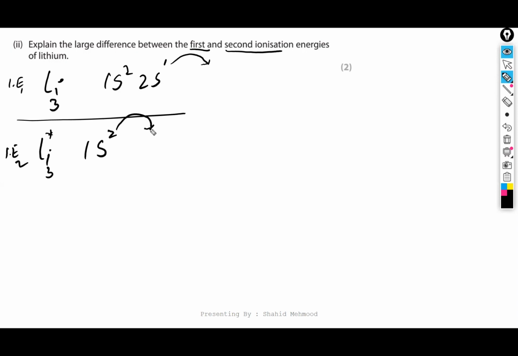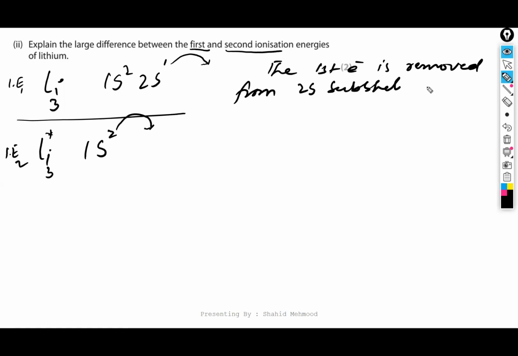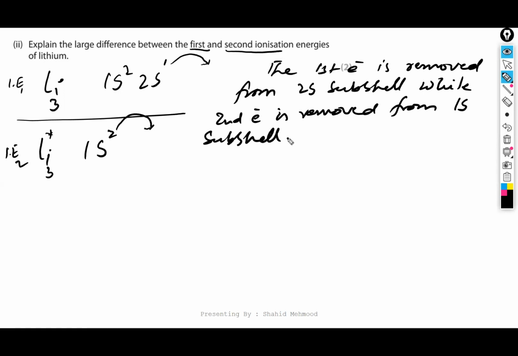that the first electron is removed from the 2s subshell, while the second electron is removed from the 1s subshell. Now you have to compare them. Number one, 2s has greater energy than 1s. So this electron's energy will be more than this one, and it needs less energy to be removed.